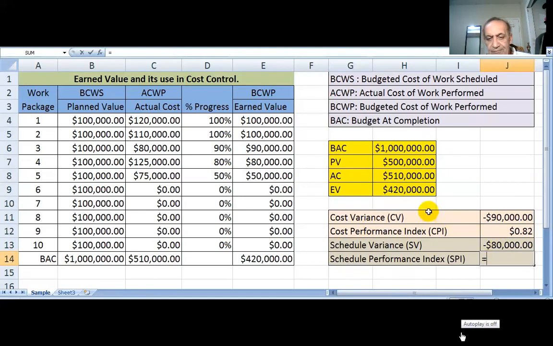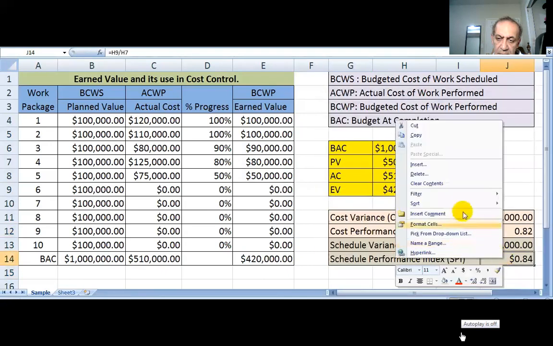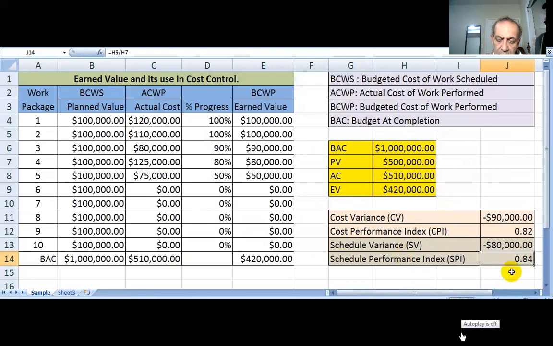What is schedule performance index? Earned value divided by planned value. This shouldn't be a dollar, it's an index. So the cost performance index is 0.82. Anything less than 1 is bad. And the schedule performance index is 0.84. So again, anything less than 1 is bad. So in this case, you are over budget, cost overrun. In schedule, you are behind the schedule.